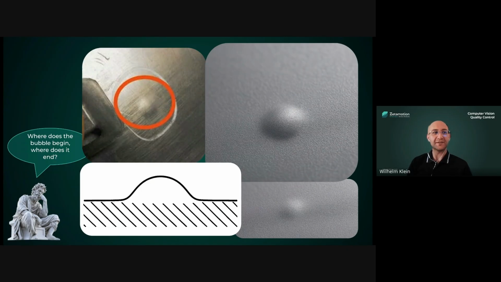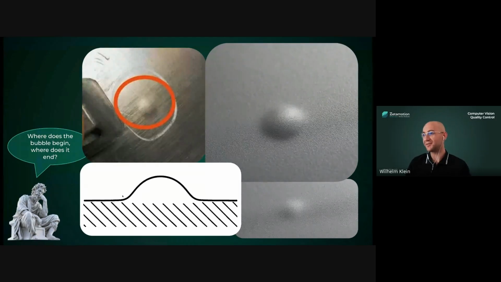So if you have a look at a defect like this one, and perhaps have a look at the one on the right here, if you say that the bubble is allowed to be a diameter of, let's say, 0.4 millimeters, where do you start measuring? And if we look at it from the cross section, do you start measuring here? Do you start measuring here? Here? Where does it start?